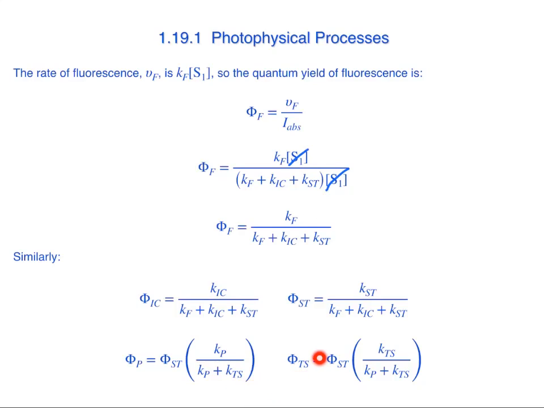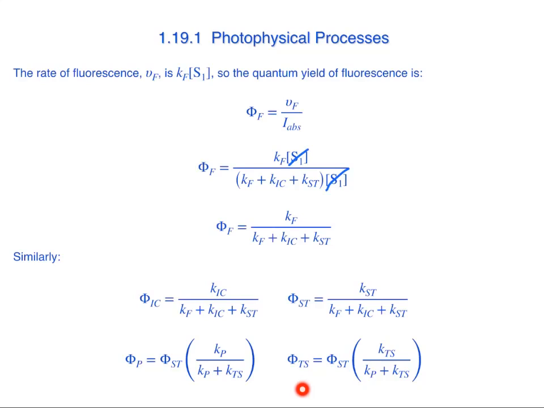Similarly, if we want to solve for the quantum yield for the radiationless transition from the triplet to the ground state singlet, again, we multiply first by the quantum yield for intersystem crossing, and then in our brackets, we have the rate constant for that particular process, again, over the sum of the two deactivation pathways, phosphorescence and the triplet to singlet conversion.